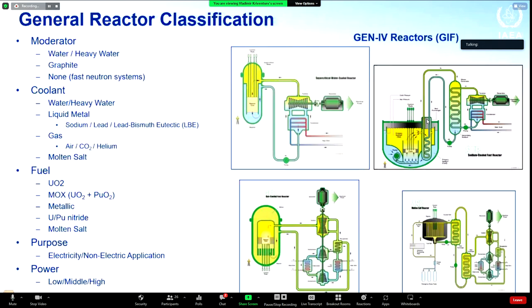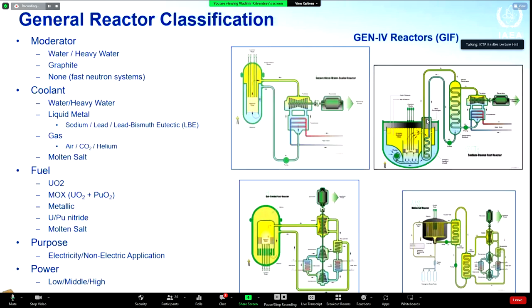In general, the reactors are classified, as you probably know very well. Excuse me? Okay, please mute your microphones, the nice speakers.